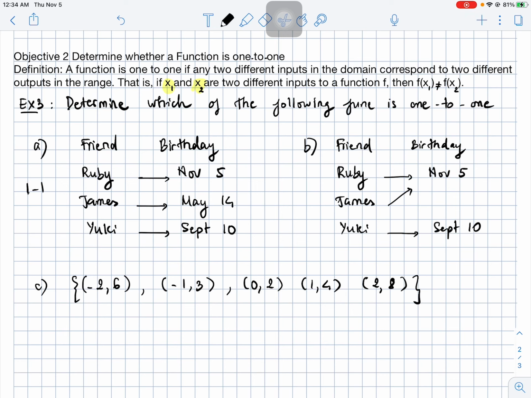In part B, this is not one-to-one. The reason is that Ruby's birthday is November 5th. Input Ruby gives output November 5th. And then James is the new input. Ruby and James are two different inputs, but James also gives November 5th as the output. So the two friends have the same birthday. In this situation, the function is not one-to-one.